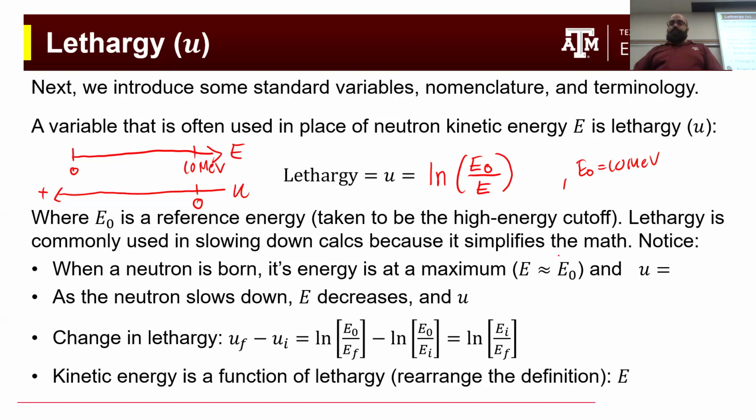And so this is what we were saying: when that neutron is born, it has a maximum energy, and that corresponds to a lethargy of 0. And then from this picture, as the energy decreases, the lethargy increases. So as E decreases, u increases.